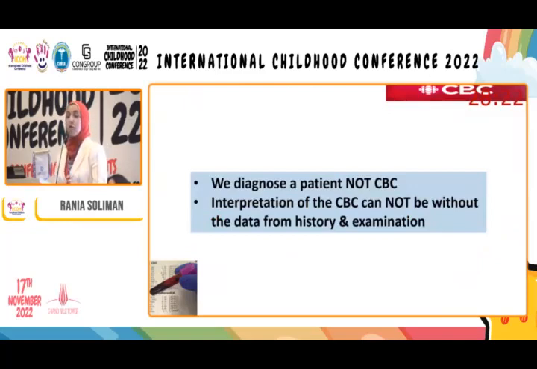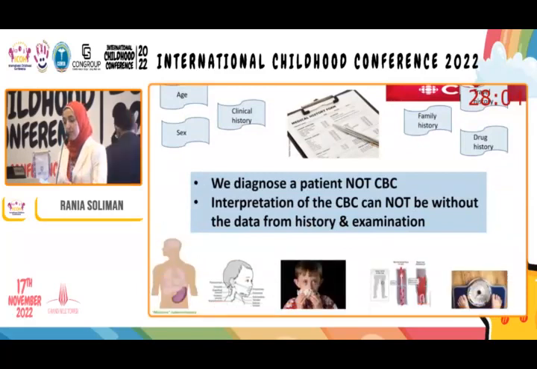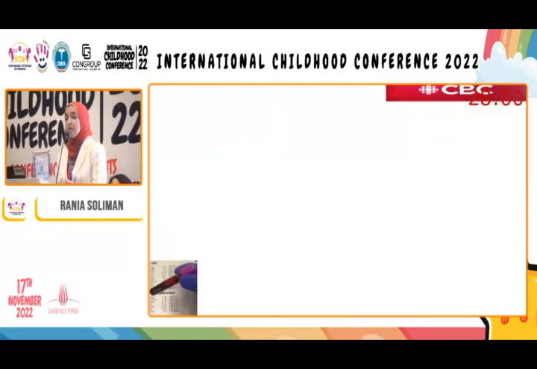So interpretation of the CBC cannot be without the data from history: full history, age, sex, clinical history, family history, travel history, drug history. Every single word in the history is of extreme importance. And then the physical examination. So let's put together a very simple algorithm for how to go through the CBC.